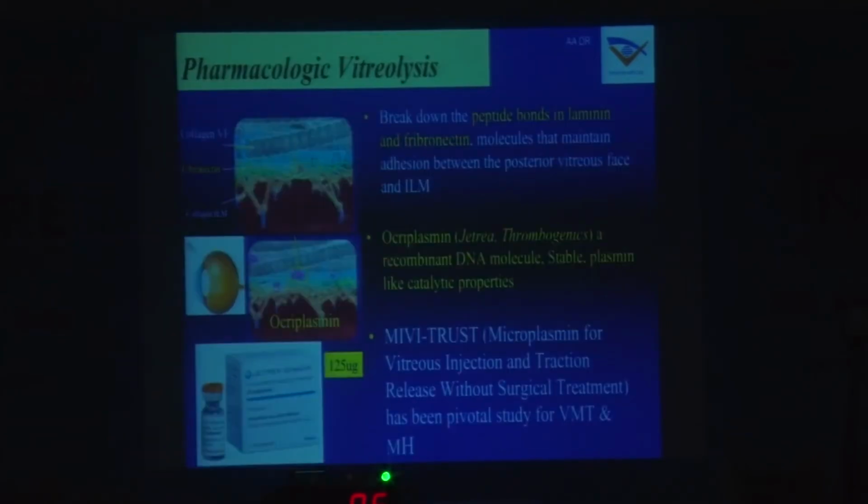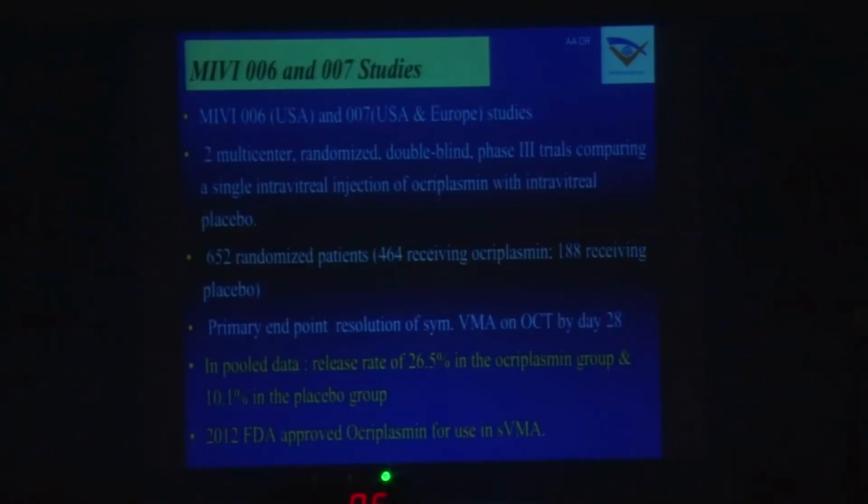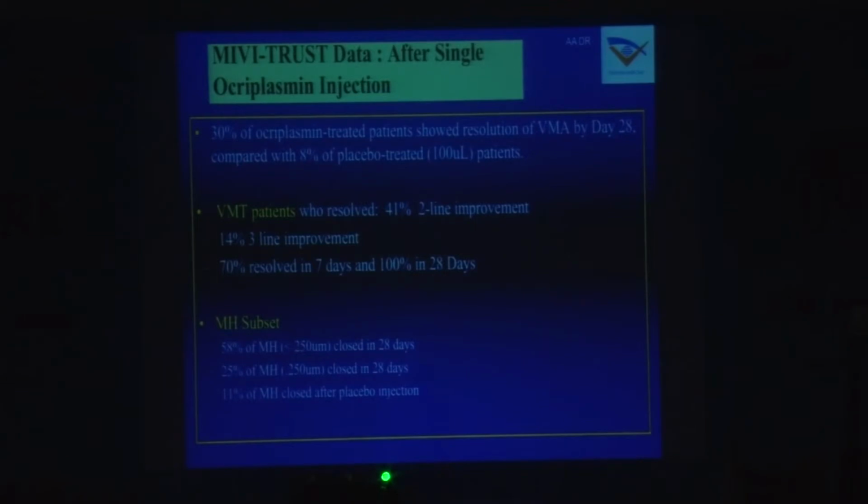Then came pharmacological vitreolysis. This is the MIVI-TRUST trial, which was done in the US and Europe, and it looked at 650 randomized patients where Ocriplasmin was used, and 188 were placebo. In these patients, 14% had a 3-line improvement, 70% resolved in 7 days, and 100% in 28 days of the patients where the vitreomacular traction was released.